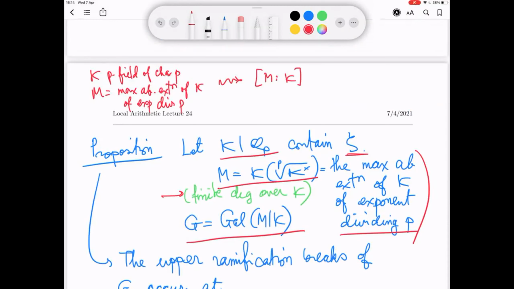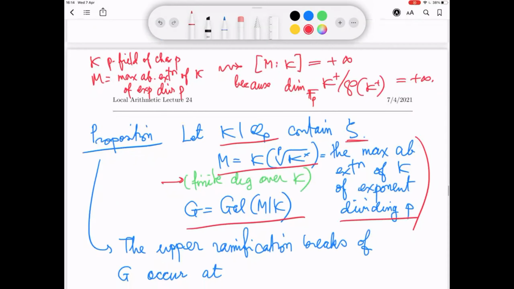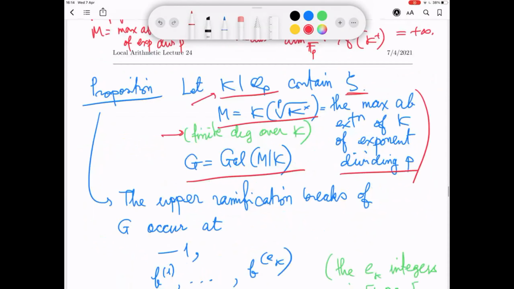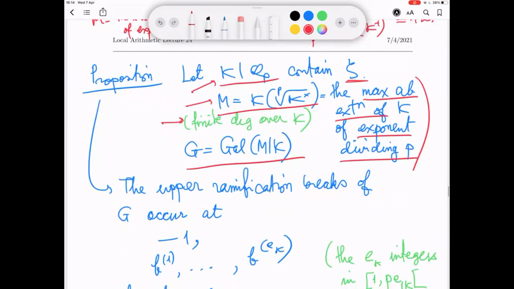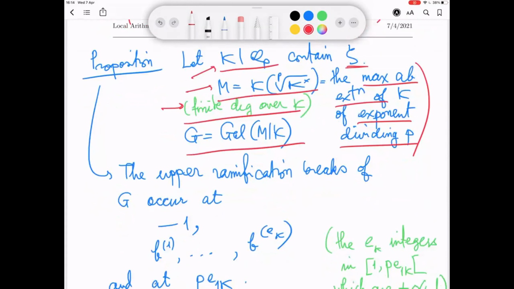is infinite. Why? Because the dimension of K plus modulo P K plus is infinite, right? But here, when K is a finite extension of QP and I take the same maximal abelian extension of exponent dividing P, then I get a finite extension of K.